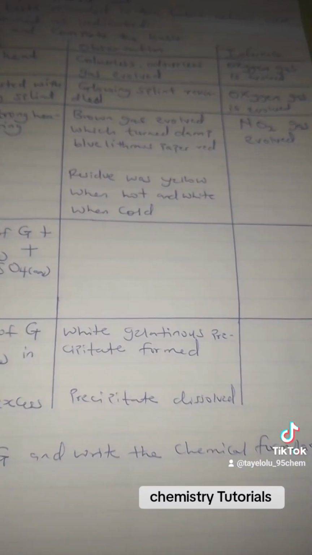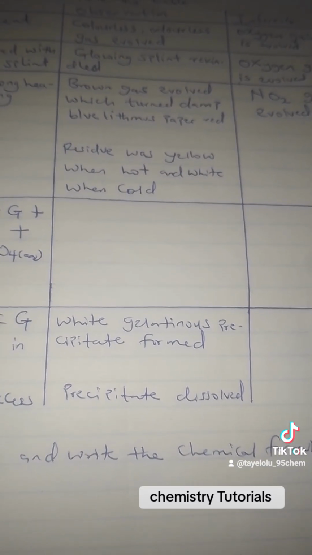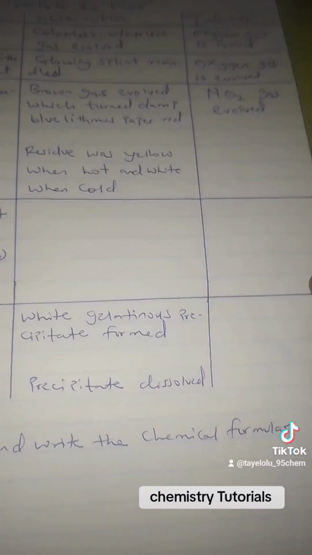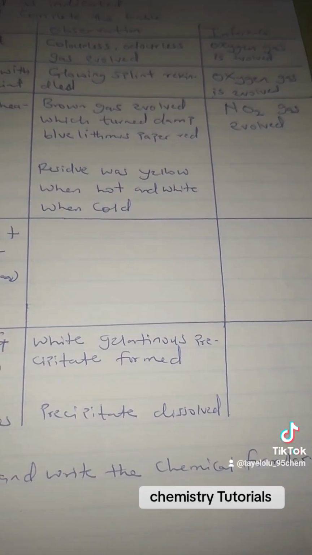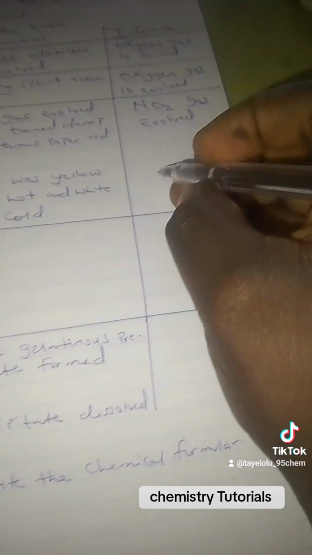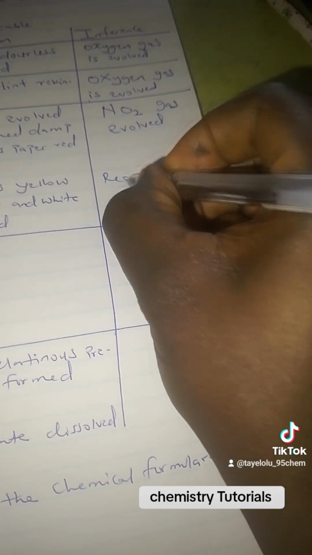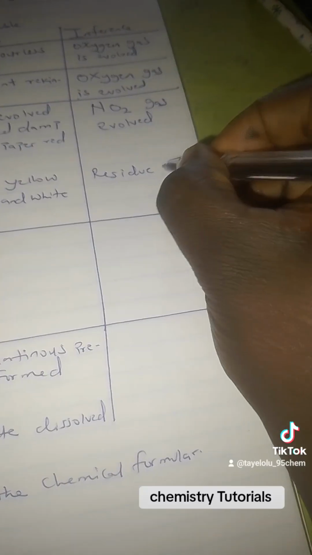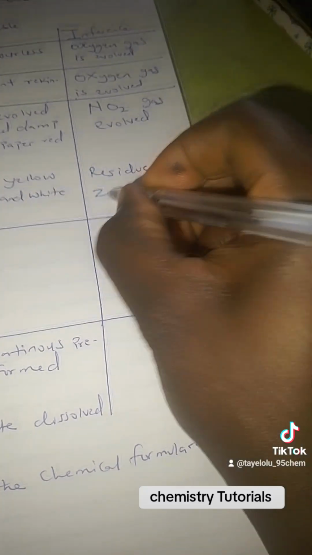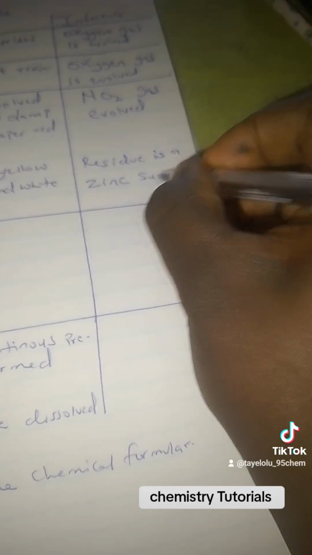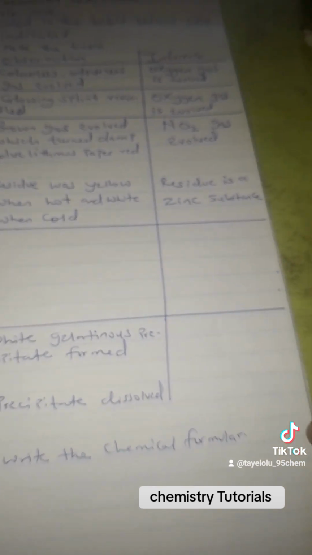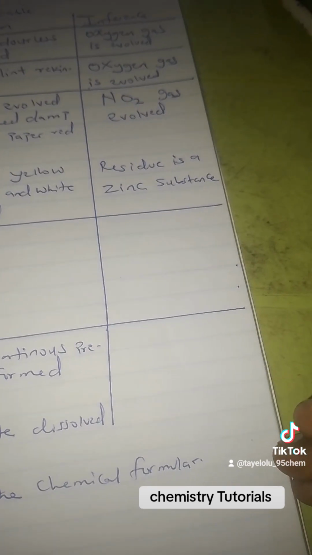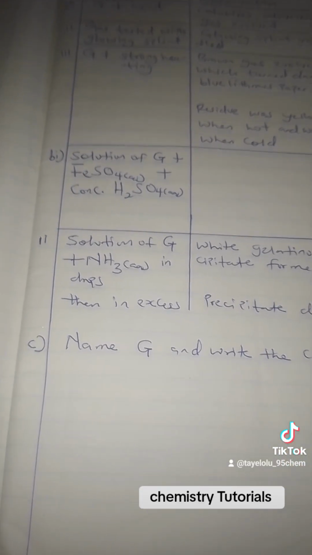Then residue was yellow when hot and white when cold. Now, the substances that give this kind of observation are zinc substances. So the inference here will be residue is a zinc substance. Okay, are you still following? It means the residue is going to be a zinc substance. Now to the next test.